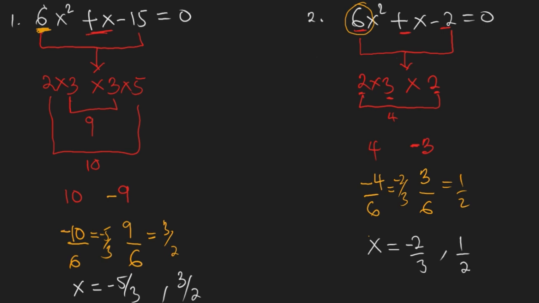Let's take another example. Example 3. If I have x squared plus 4x minus 21 equals 0. We are solving this by method of factorization.